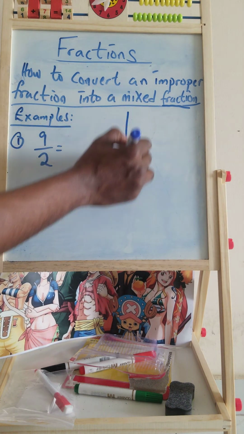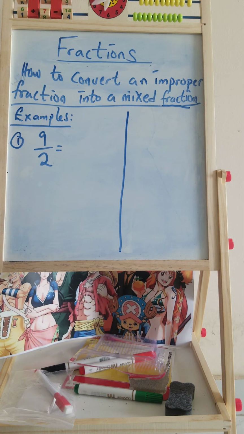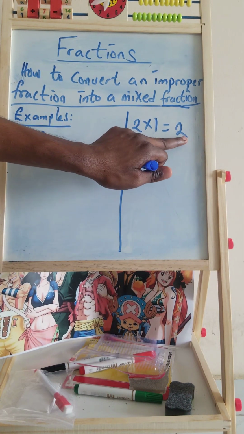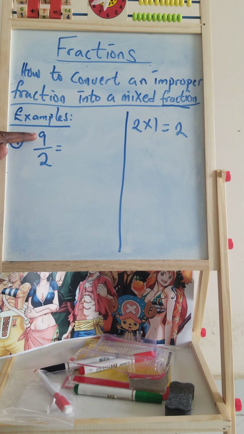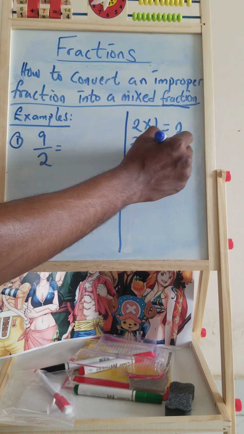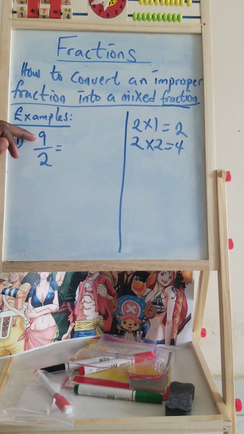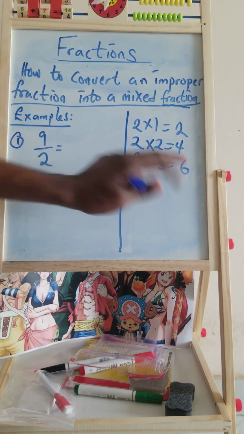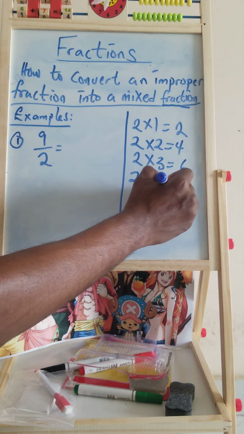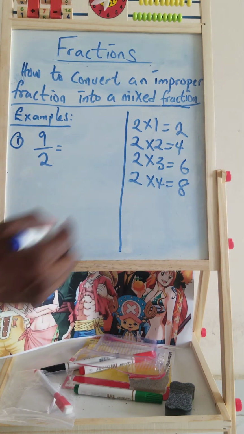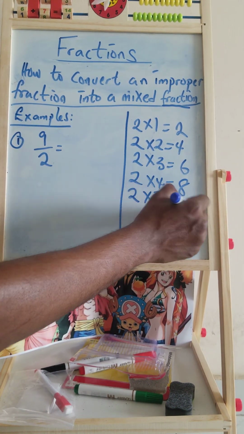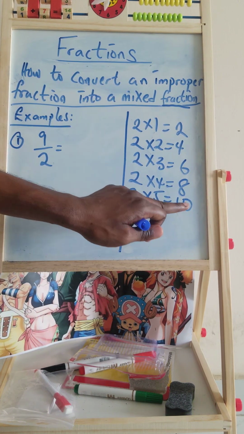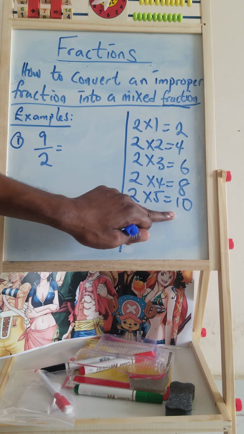So what do we do? We look for the multiples of 2. We'll say 2 times 1 is 2. Here, we have not reached 9. Let's see. 2 times 2 is 4. We are still at 4. We haven't gotten to 9. 2 times 3 is 6. Still at 6. 2 times 4 is 8. Still not up to 9. 2 times 5 is 10. This is 10. 10 is more than 9. So, from this junction, we'll stop.